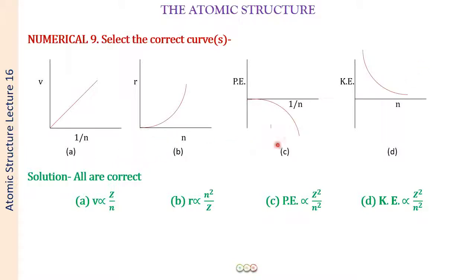So all these graphs are correct, and please do try putting different values of N and Z and plot the graphs yourself, so that you understand that these are the graphs which are being formed. They are very important. Children do confuse it many times, and that is why it is asked in the examinations many times. So please be very careful with them.